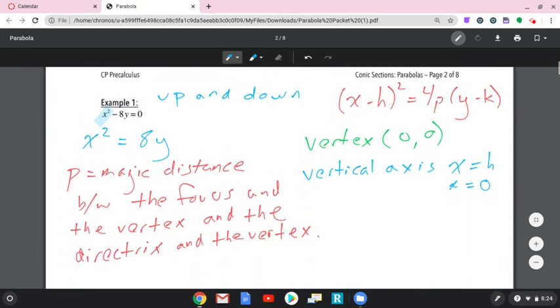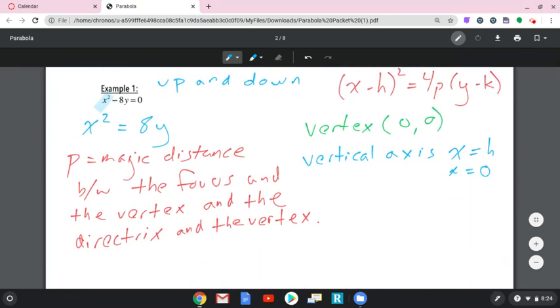So I need to find P. Now P will help me find the equation of my directrix and the focus point. So if I look at the formula right in front of my Y, I have a 4P. That 4P in this case would have to be equal to 8.